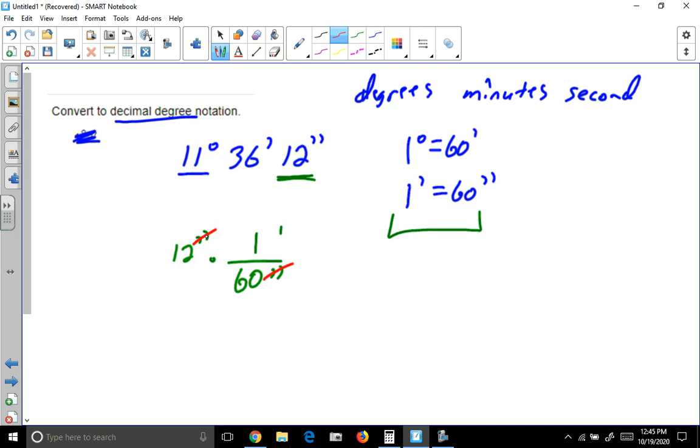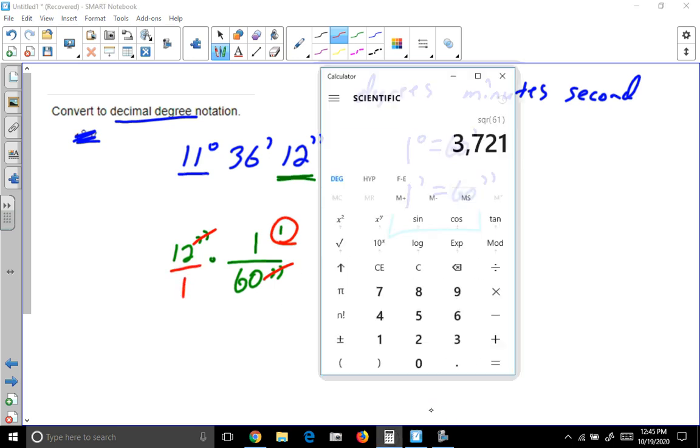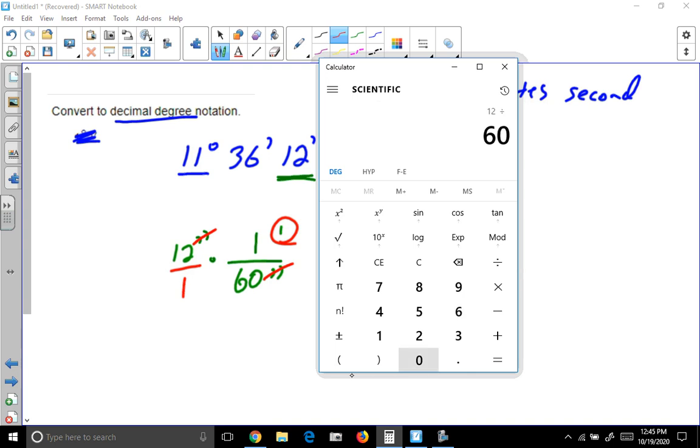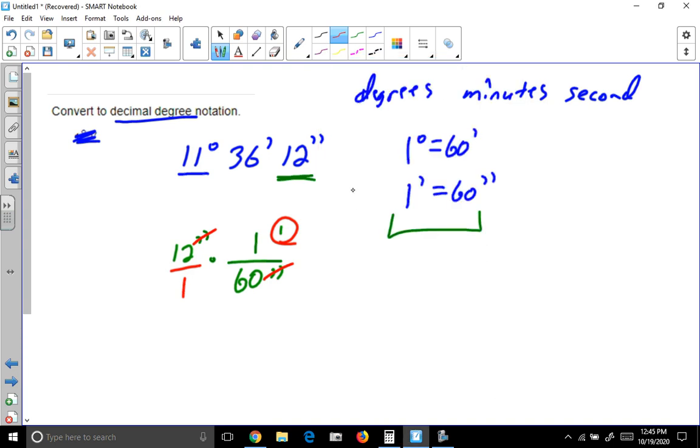If we have a common factor between top and bottom, they cancel or they reduce. And we're left with units of minutes. So we have 12 on top, 60 on bottom. 12 divided by 60 is 0.2. So 0.2 minutes. So 12 seconds is equivalent to 0.2 minutes.